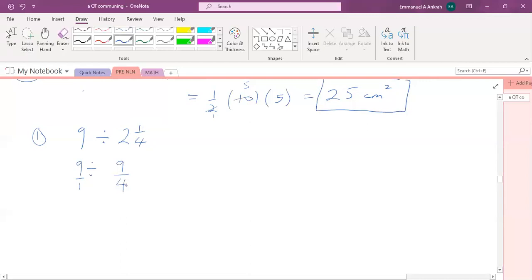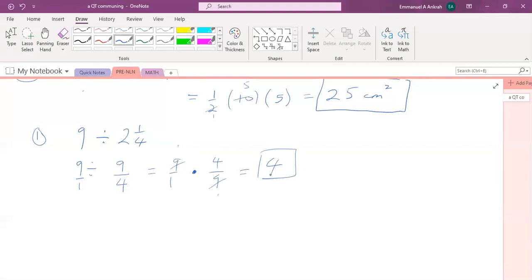Okay, improper fraction. Then we keep the first fraction, change division to multiplication, and flip the second fraction. So it's 4 over 9. And then reduce to lowest terms. So 9 can cancel itself out, that's 1. So you have 4 times 1 left, which is 4. So it means that the answer is D. You have 4 bottles that can be filled.